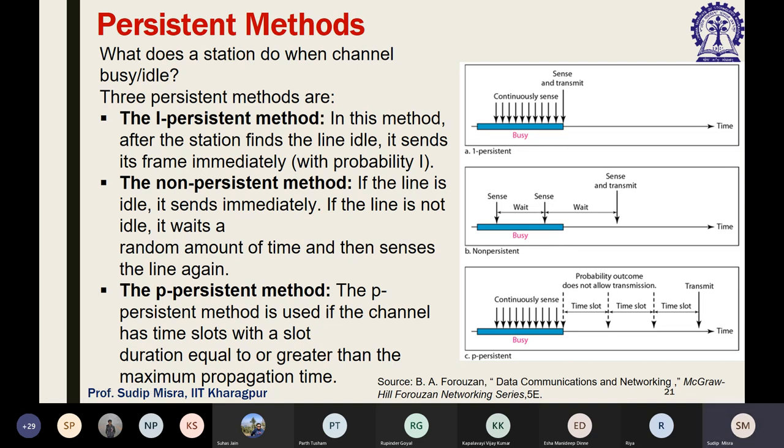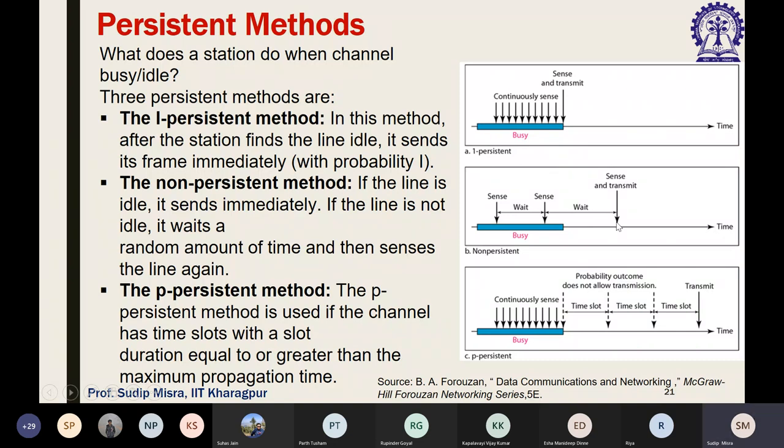If it is not idle, then what does it do? This is the beauty of the non-persistent method. If the line is not idle, it waits a random duration of time and then senses the line again. Initially it found it to be busy, then it waited for a random duration of time. It sensed once again, still found it to be busy, and waits for another random duration of time, and then it tries again.